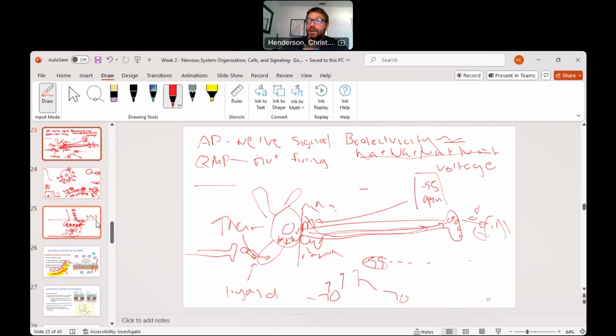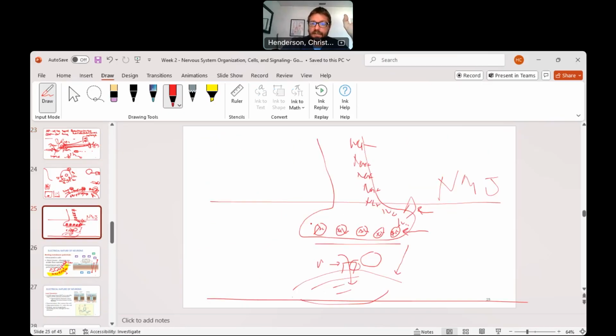Now, how does it cause the release of a neurotransmitter? This is really important. I didn't want to confuse you earlier because sometimes you start throwing in things. How are the neurotransmitters released from these vesicles? With calcium. Calcium binds to this and it helps it bind to the cell membrane and it releases it.